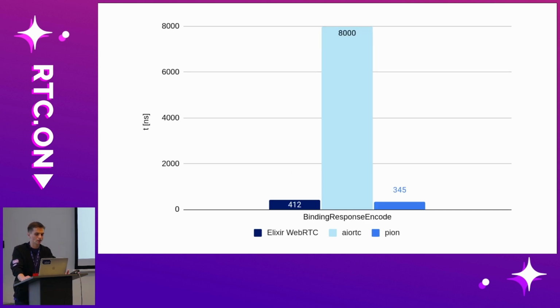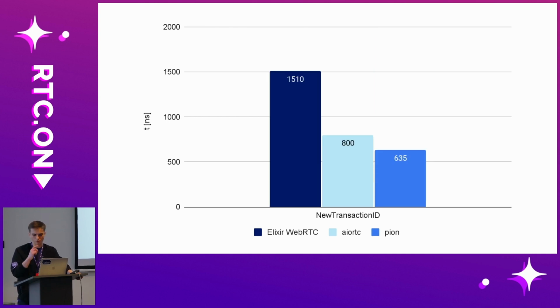And binding response encode. And once again, I don't know why aiortc is so slow. I don't think we have a bug in our benchmarks. This code is also publicly available, so everyone can check it out. But the code is very simple. Here, Elixir WebRTC and Pion, the results are pretty similar.